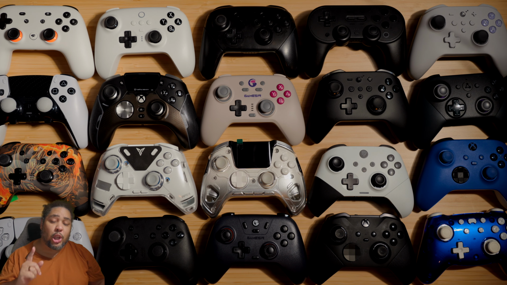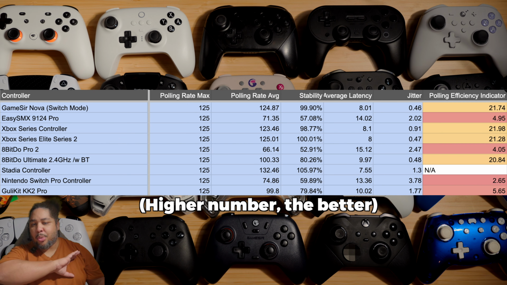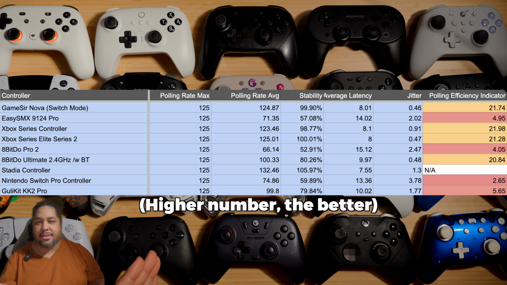Now, when looking at the last category in which I crushed the numbers, which is the Polling Efficiency Indicator, that does not consider price at all. It doesn't matter how much it costs, I just want the best. And that's really what it comes down to. So for this one, we're also going to look at it from different categories.